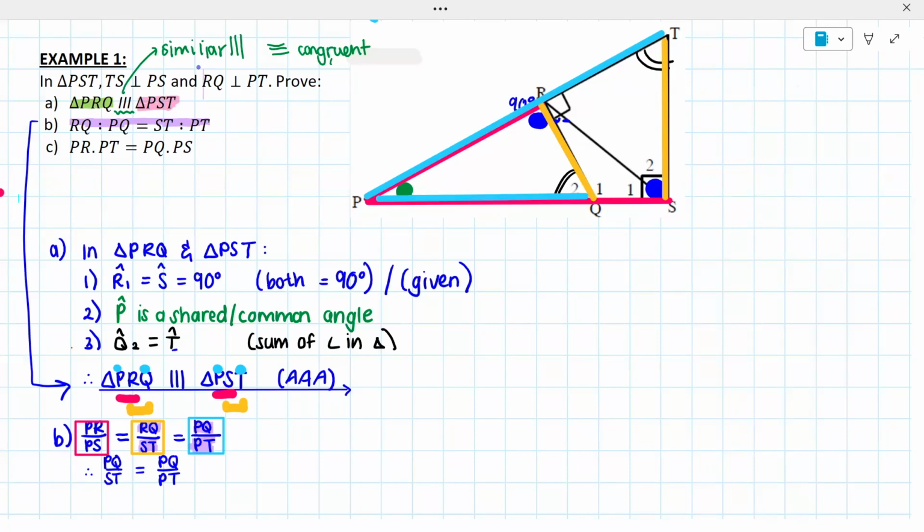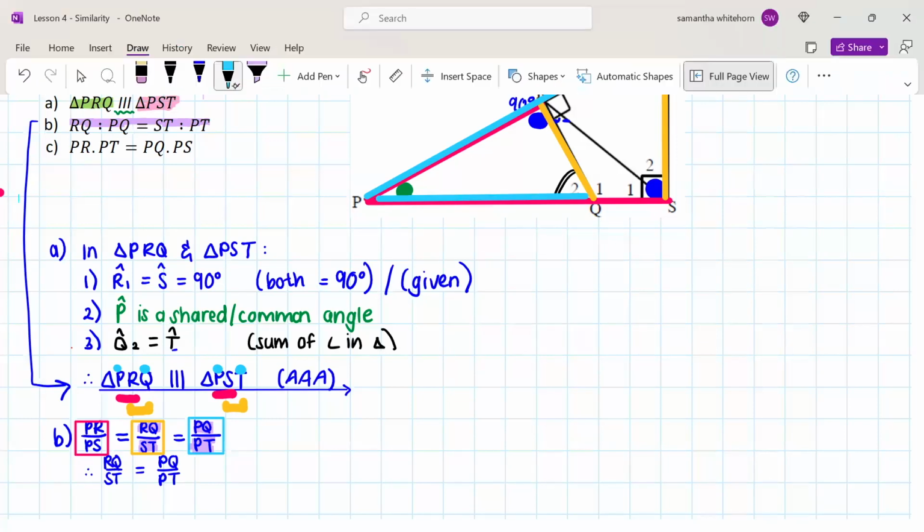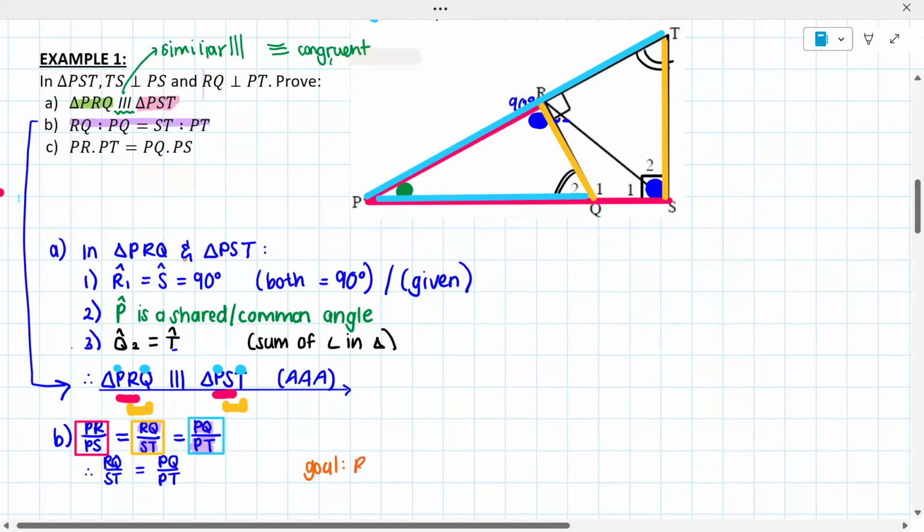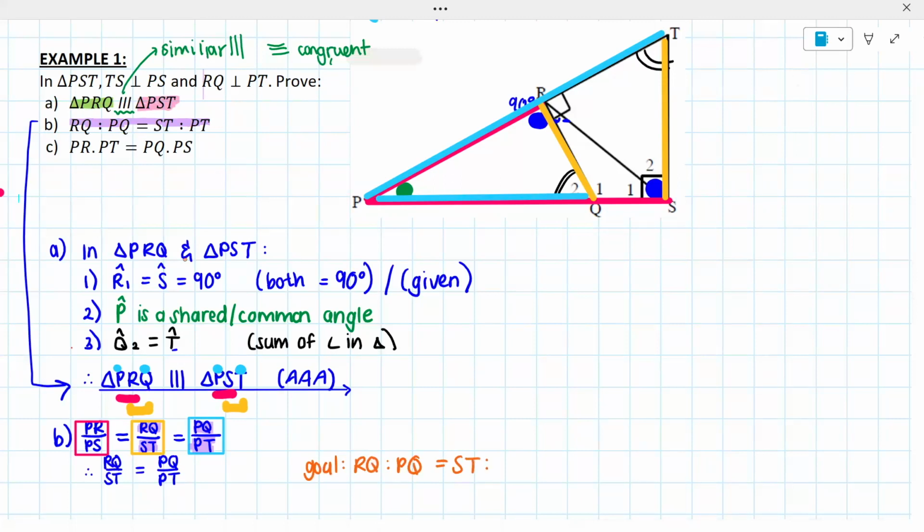Okay, so now that we've done that, we now need to get this ratio sorted. What I want you guys to remember is that a ratio, I don't know why I said PQ, that's RQ. A ratio and a fraction are basically the same bit of information. One is just written as a ratio and the other is written as a fraction. So now we need to see what we want. So I'm just going to put down here that our goal for what we're trying to prove is RQ to PQ equals ST to PT.